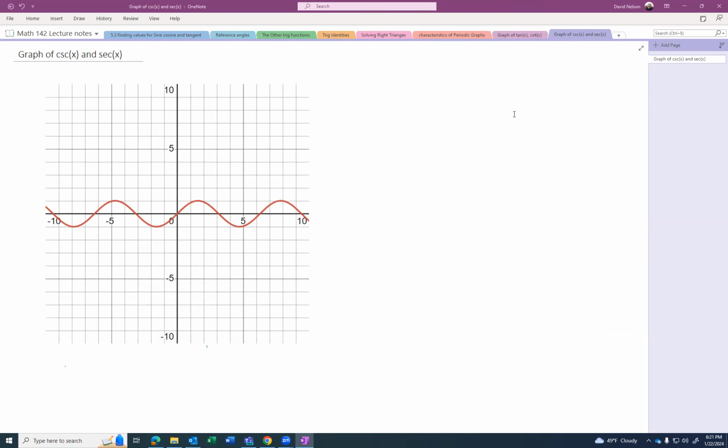Next on our study of trigonometric functions, we want to take a look at the graph of cosecant of x and the graph of secant of x.